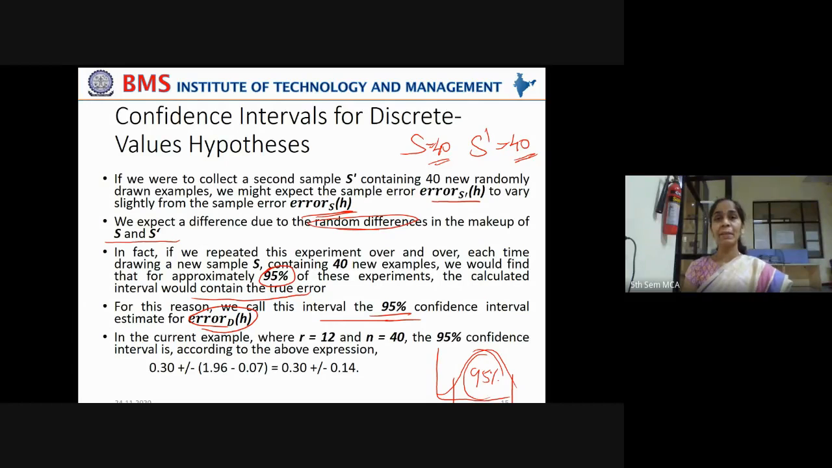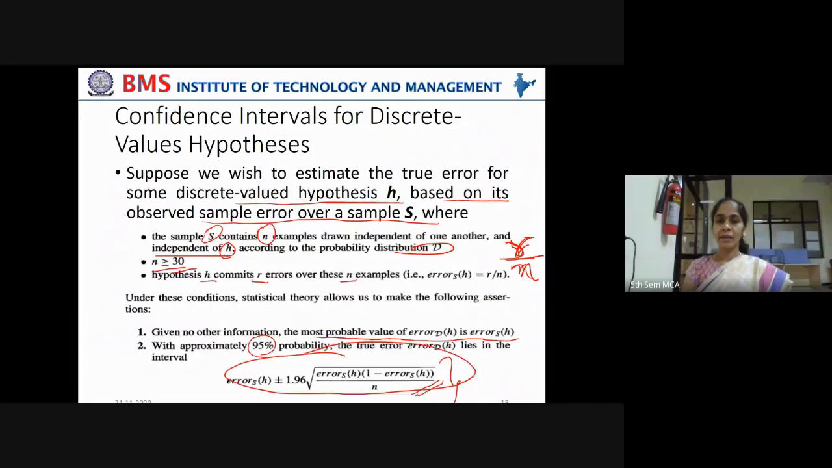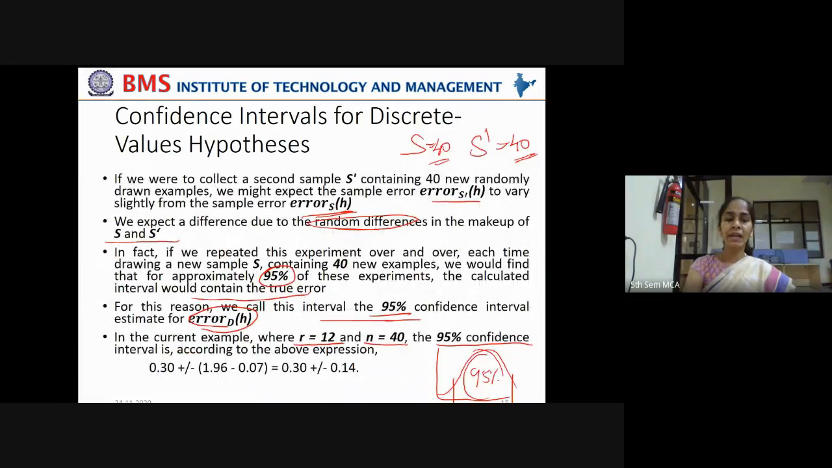Means it makes the same error with respect to the sample as well as the general population, unseen data, new instances. Okay. Now in the current example where R equal to 12 and N equal to 40, the 95% confidence interval is according to the expression what we have seen. According to this expression, how are we calculating? 0.30, the sample error. 12 by 40, the sample error is 0.30.